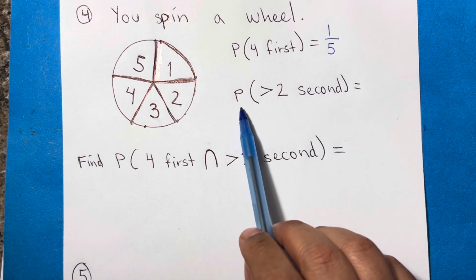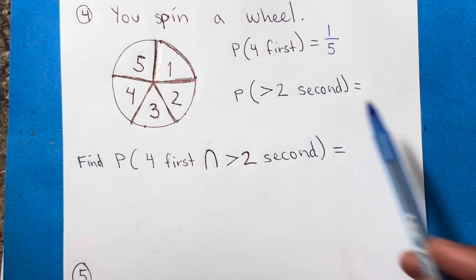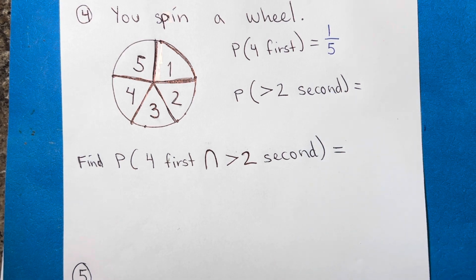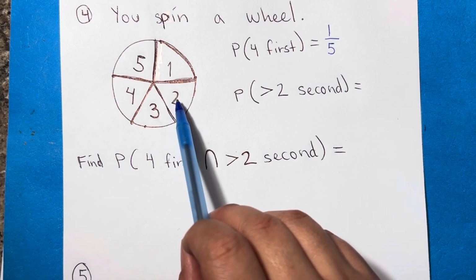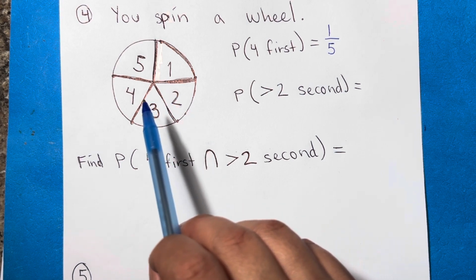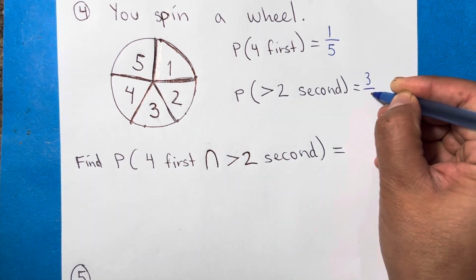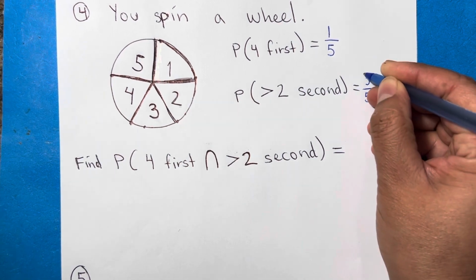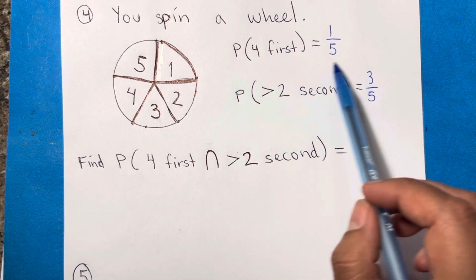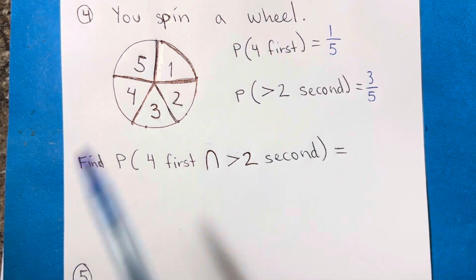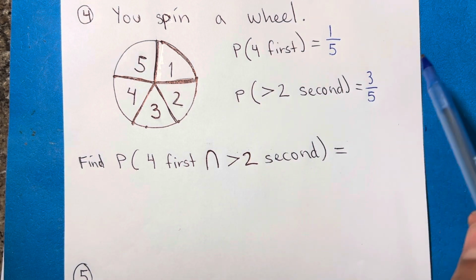For the second event, it says, what is the probability that you get a number greater than 2 for the second time you spin it? So a number greater than 2 does not include 2. Okay, it says greater than 2, so that will be 3, 4, and 5. So it will be 3 out of 5 possible outcomes. When it says probability of getting a 4 first, this is just looking at the probability of that happening. And this is the probability of this event happening on its own.